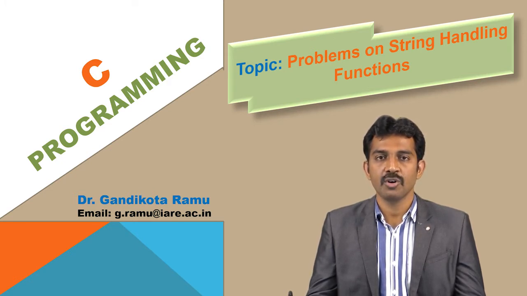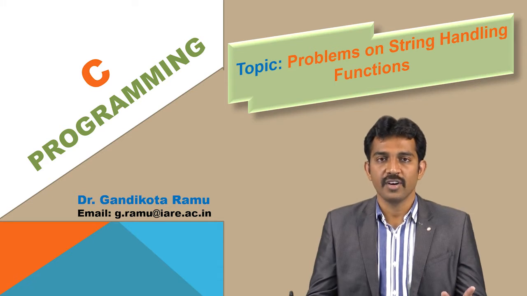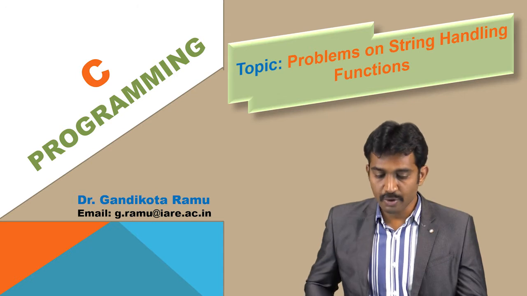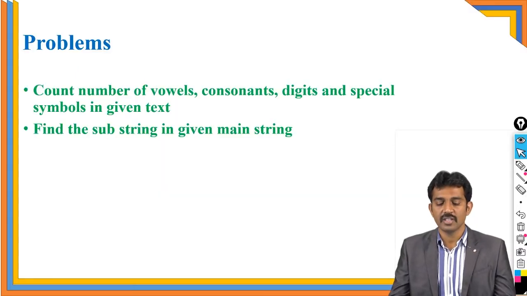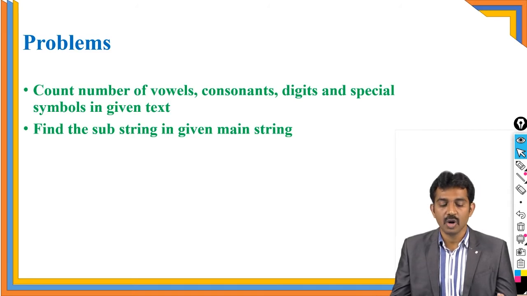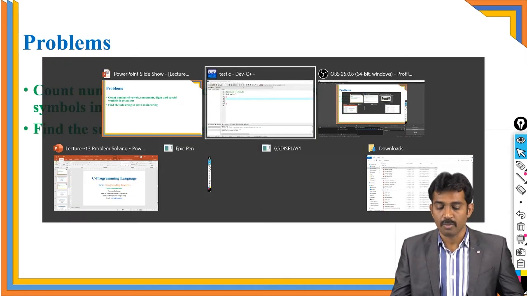In today's class, we are going to concentrate on string handling functions. So, some problems in the string handling functions without using library functions. Here, my task is to count the number of vowels, consonants, digits, and special symbols in a given text. So, we have a text, and in that text, my task is to count how many vowels are there, how many consonants are there, how many digits are there, how many special symbols are there. That is my task. And the next task is finding a substring in a given main string. First, we'll solve the first problem.